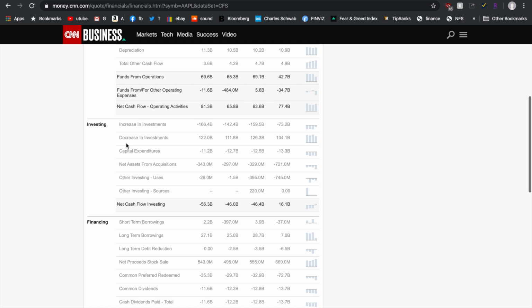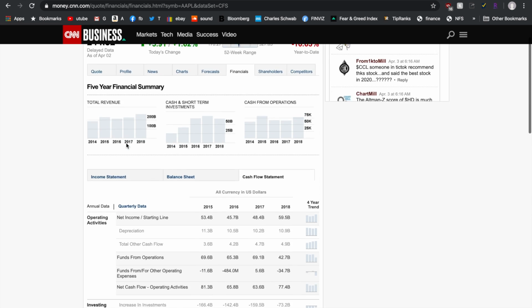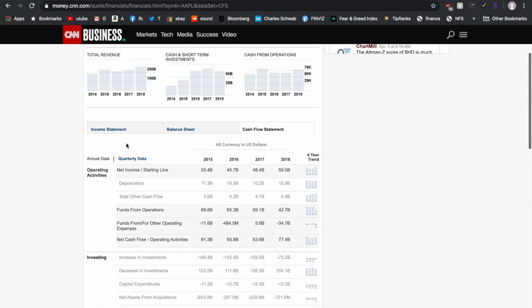So that means that their liquidity is strong and their ability to make payments and operate as a business is very high, compared to a company with a lower free cash flow, which has a higher probability of defaulting. Okay, so that about does it for the fundamental analysis parts.